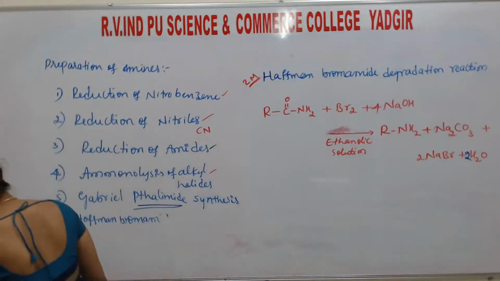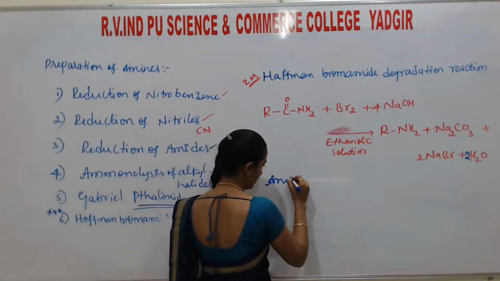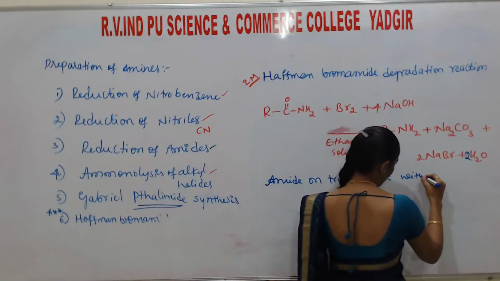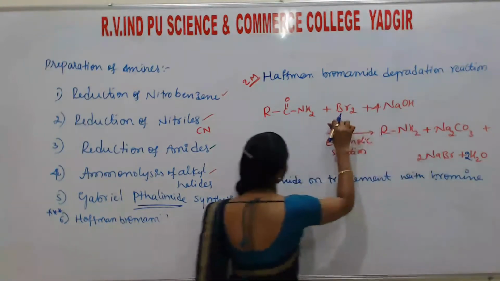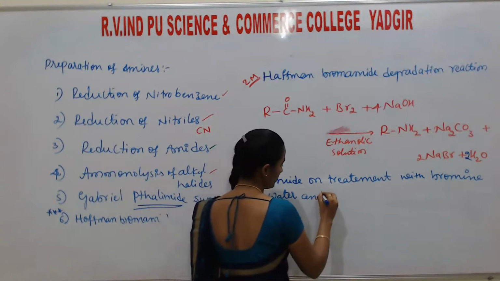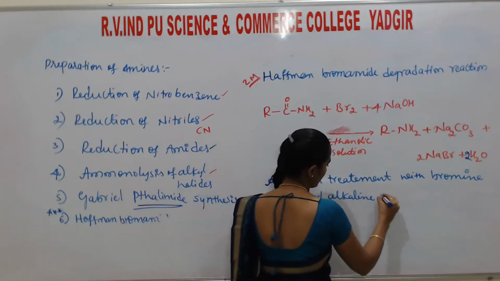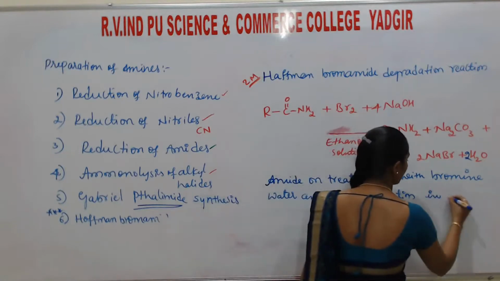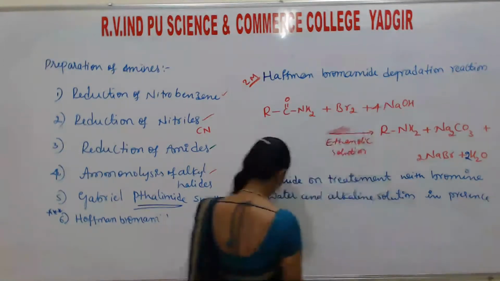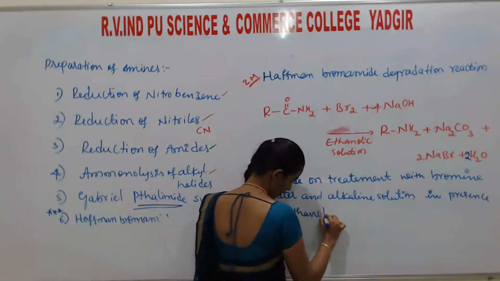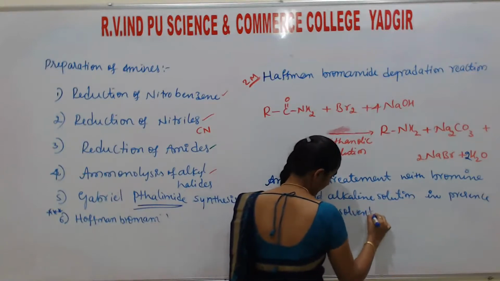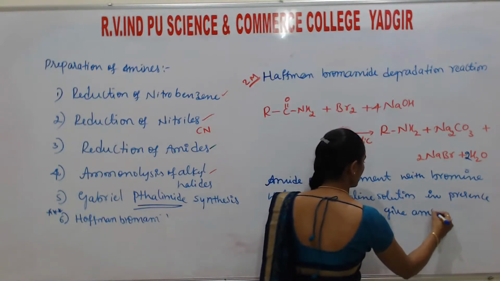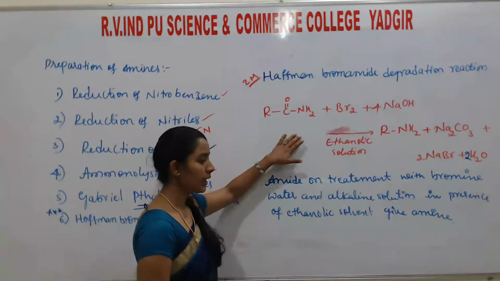If you want to write this, write: amide on treatment with bromine water and alkaline solution in presence of ethanolic solvent gives amine. Only if you write this much, students, you will get complete marks.